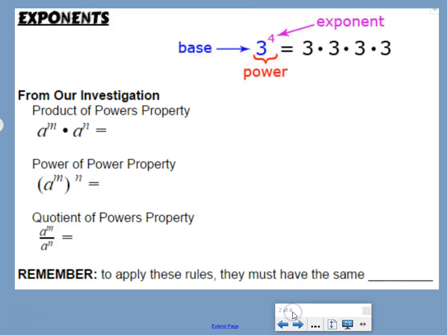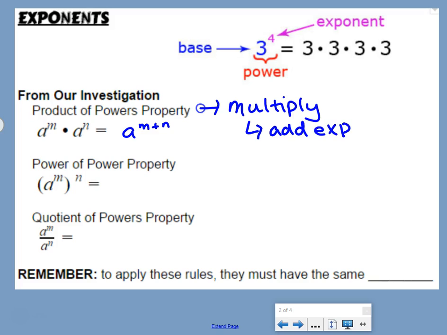Exponents. From our investigation, we should know the product of powers property, meaning when we multiply powers, we add the exponents. So this would be a to the m plus n power. So multiplying powers means you add the exponents.